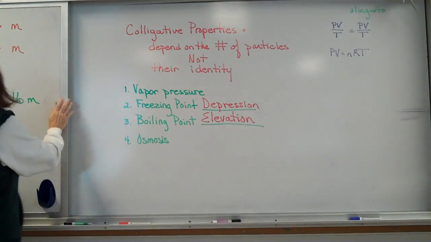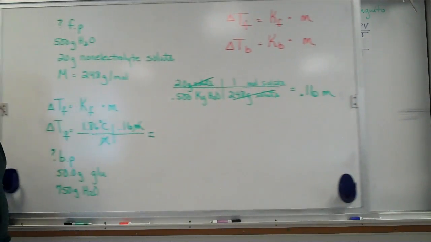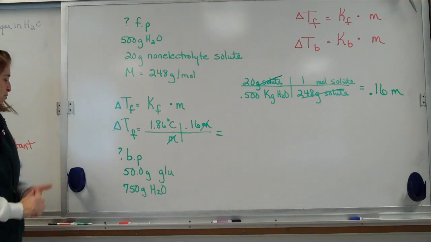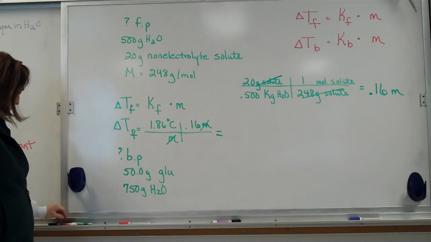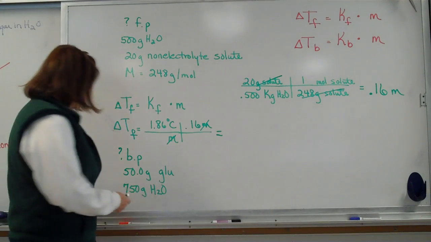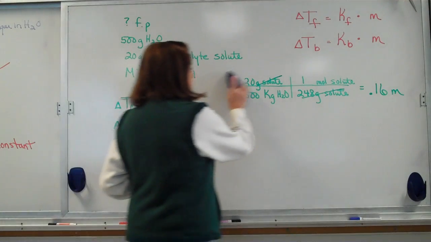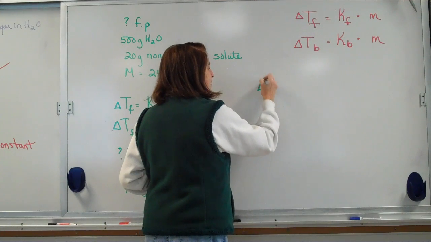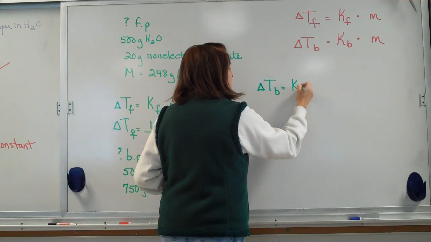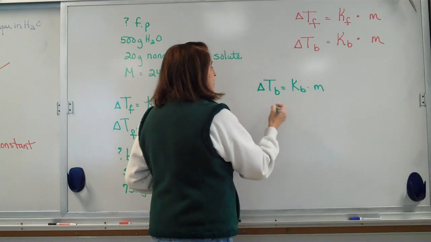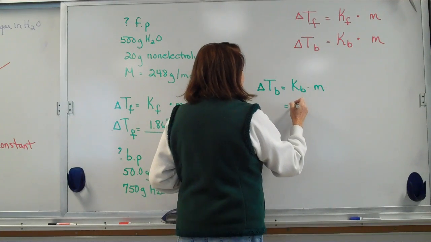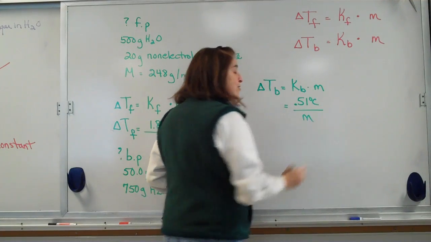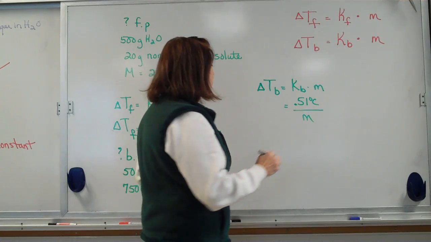Let's look at a quick problem. And here at the bottom of the board, what would be the boiling point if 50 grams of glucose were added to 750 grams of water? Well, my equation for this problem is going to be that delta Tb is equal to Kb times the molality. The Kb I'm going to use is 0.51 degrees Celsius per molal. Check and see if your book wants you to use 0.52.